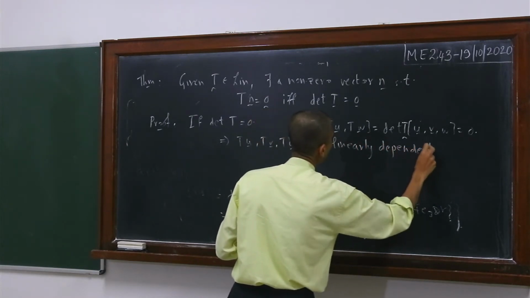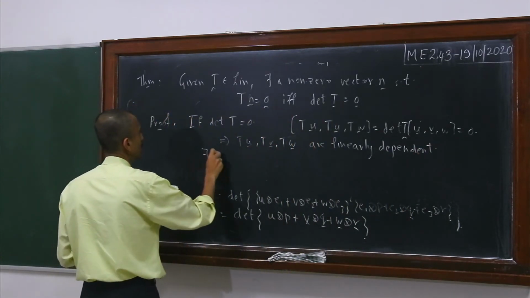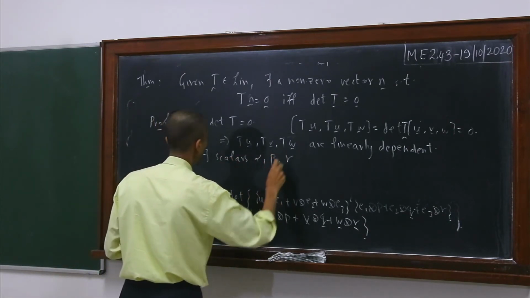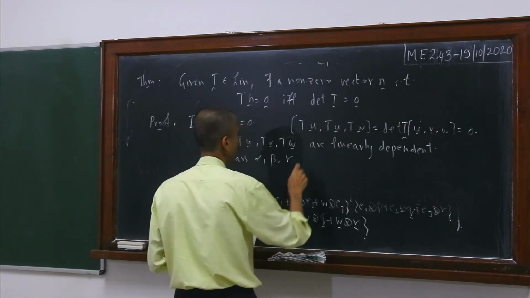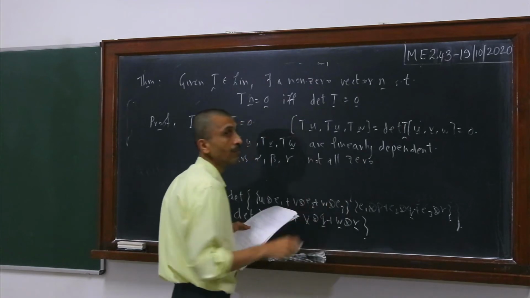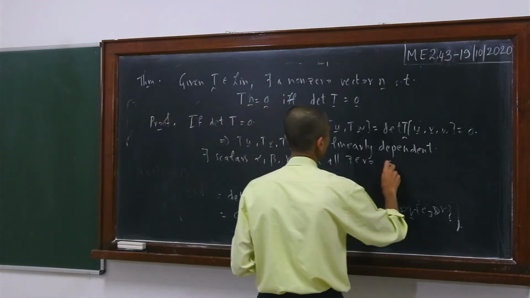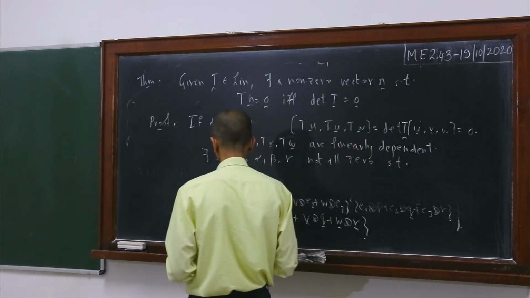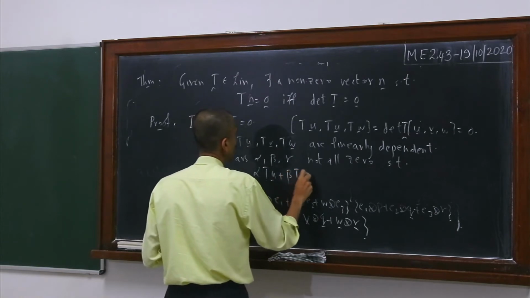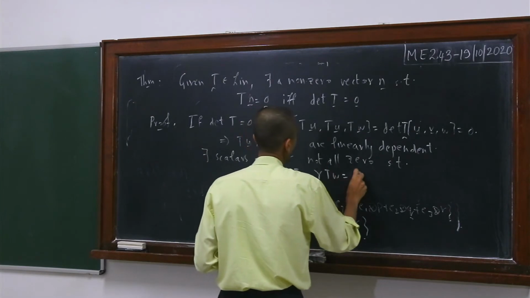So what does that mean? That means that there exist scalars alpha, beta, gamma, not all 0, right? Not all 0, but some can be 0. Not all 0 means some can be 0, okay? Such that alpha Tu plus beta Tv plus gamma Tw is equal to 0.